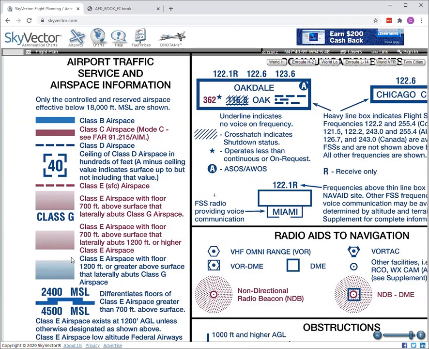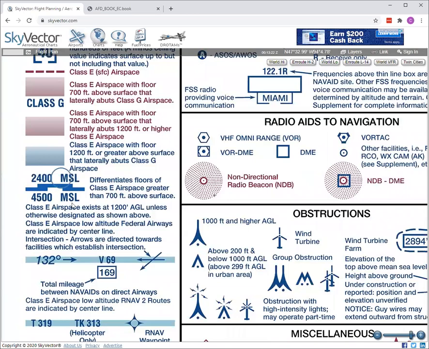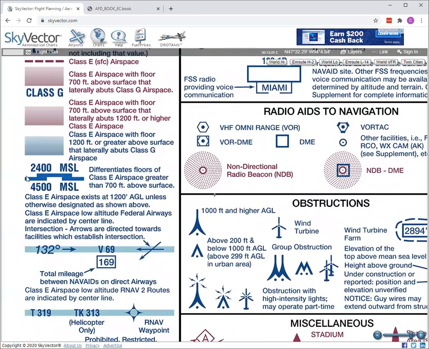We have the blue line, or the blue gradient here. And this is going to be a Class E with a floor of 1,200 feet that basically backs up to a Class G airspace. This little thing right here, I don't even know what kind of pattern this is, indicates that you have different floors of Class E that are not necessarily at 700 feet.